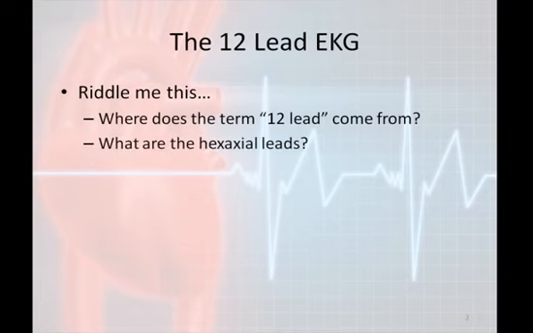What are the hexaxial leads? We have two different kinds of leads actually. We have hexaxial leads and precordial leads. The hexaxial leads are the leads that you get whenever you place limb leads on the patient. That means you put a lead on the right arm, right leg, and left leg. The hexaxial leads are lead 1, lead 2, and lead 3, lead AVR, lead AVL, and lead AVF. We're going to review each one of these shortly. The precordial leads are leads V1, V2, V3, V4, V5, and V6.